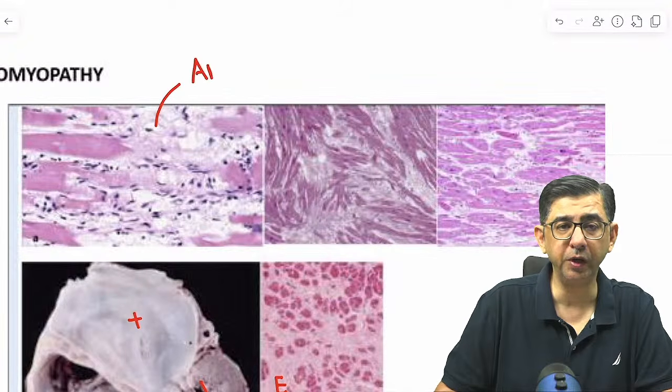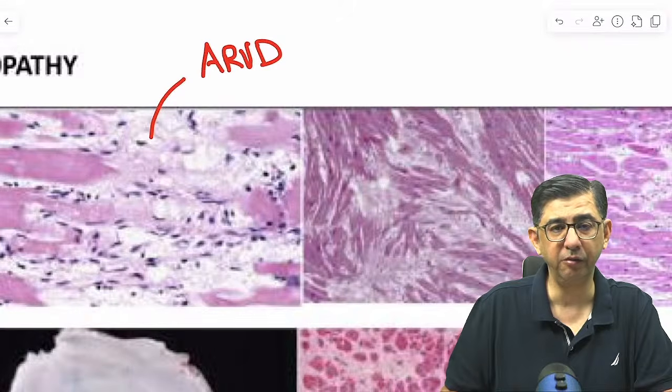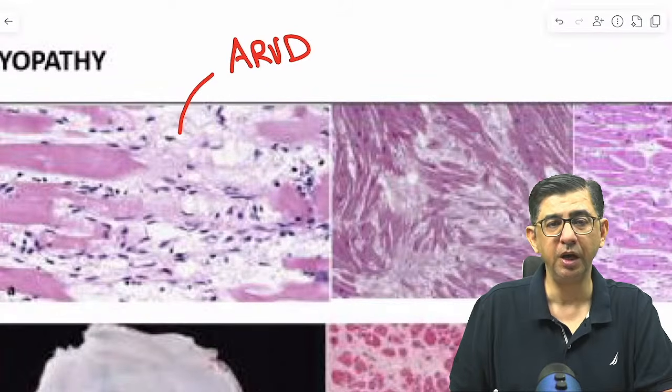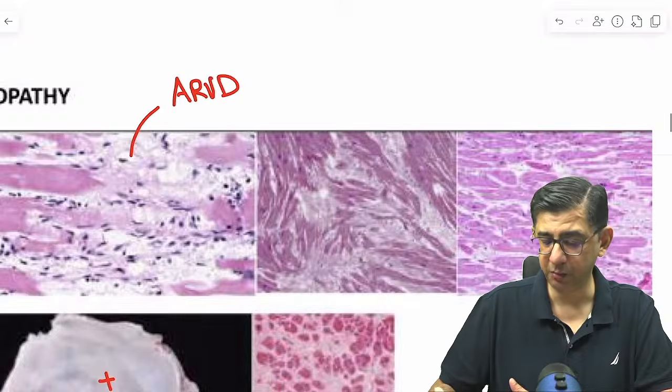So I want to bring to your attention that an ARVD slide will always have fat. The fibrosis part, you need Masson trichrome for it, but the fat part will have a lot of empty spaces that are present. So that is the fibrofatty replacement that is present. The second one is unmistakable.